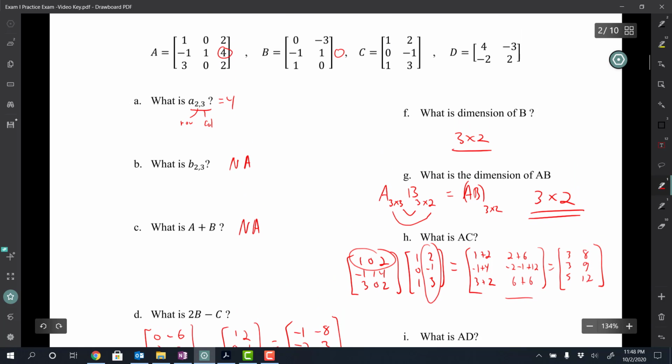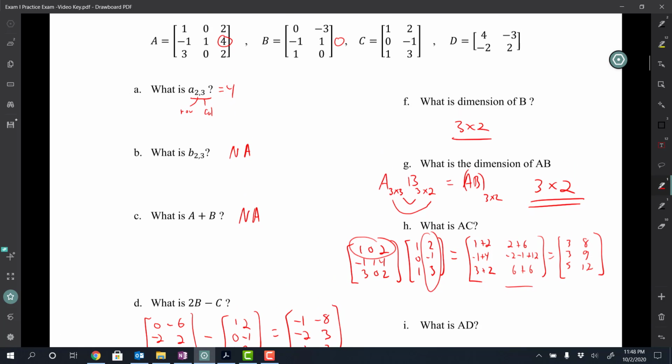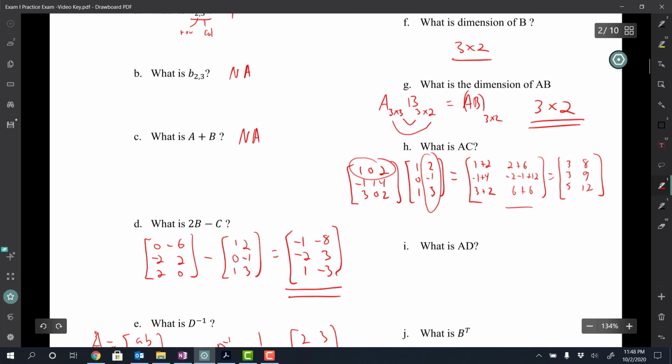Next, I have A times D. Well, in this case, since A is a 3 by 3 matrix and D is a 2 by 2, my inside values don't match, so this is going to be NA. I actually can't multiply those two matrices.